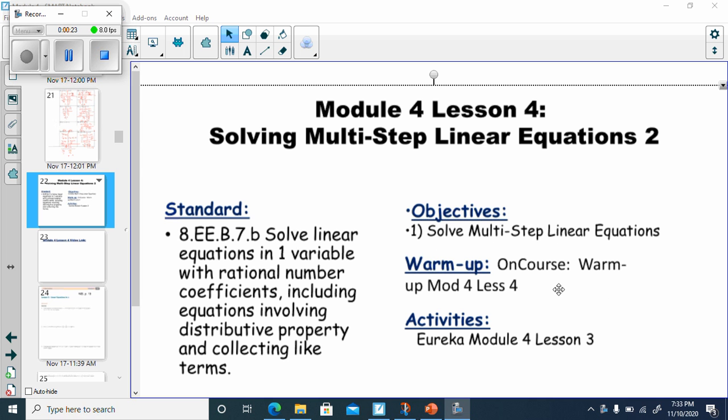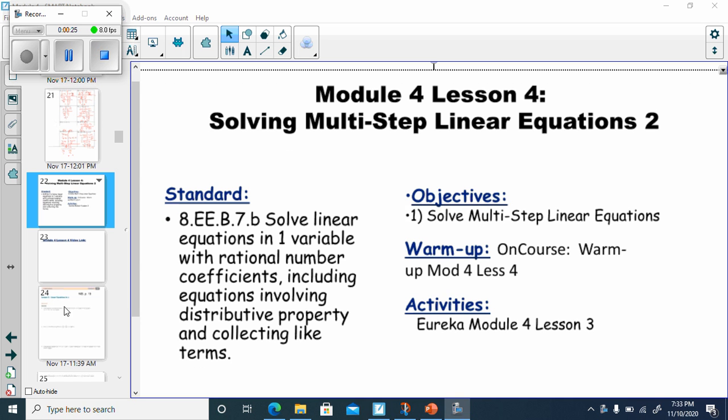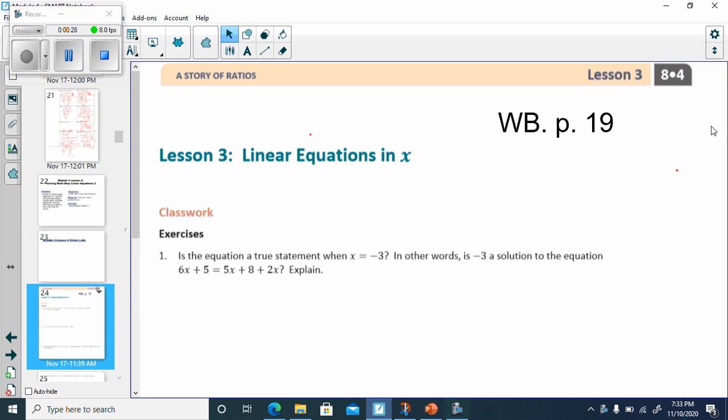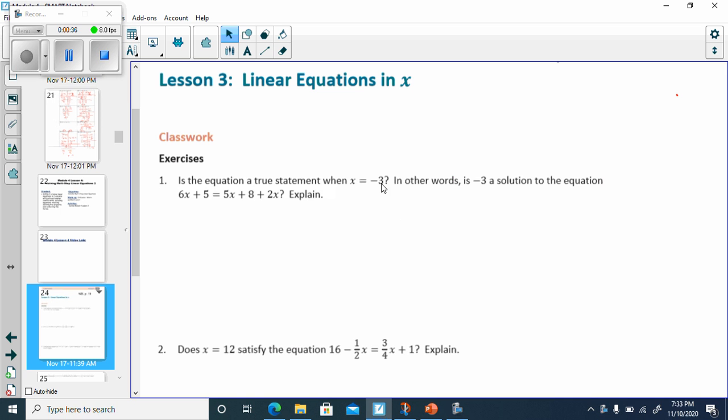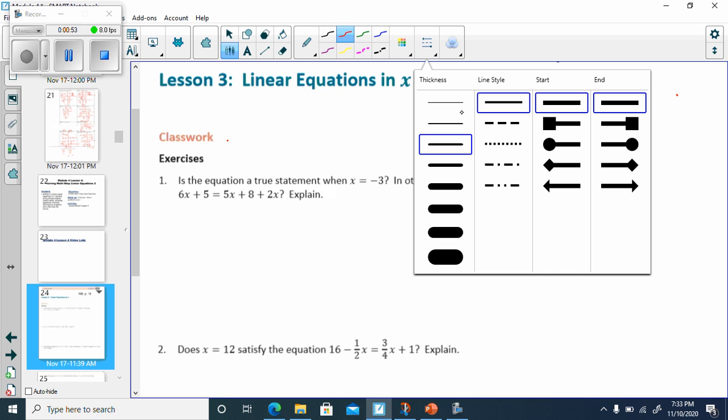This is from Eureka Workbook, Module 4, Lesson 3. This is on page 19 in that workbook. The first question says, is the equation a true statement when x is equal to -3? In other words, is -3 a solution to the equation 6x plus 5 is equal to 5x plus 8 plus 2x? Explain. Well, we're going to explain by actually solving the equation and seeing if -3 is a solution.